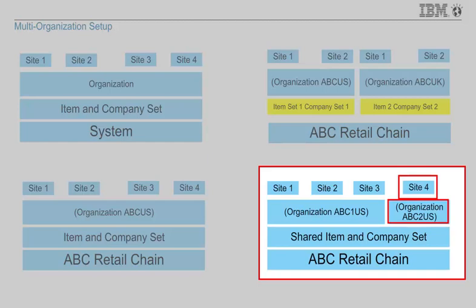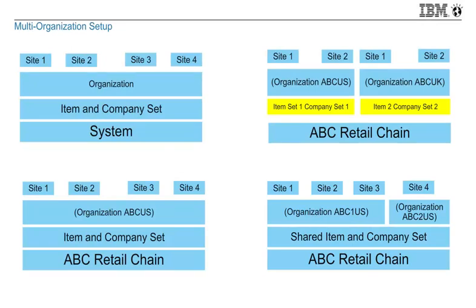So in this case, Site 4 was vastly different from other sites, so a separate organization was created to meet these requirements. The item and company set are still shared, but it enables different organizational options to be applied. Once the number of organizations and sites within the organization are defined, the actual data entry to create this structure is easy. The hard part is defining the organizations and sites.